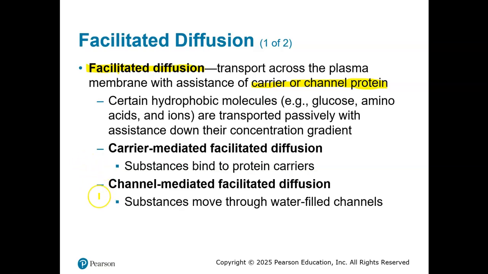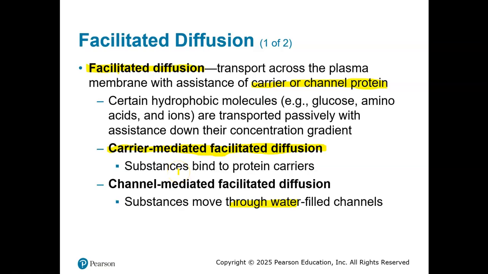If the substance moves through a channel protein, we call it channel-mediated facilitated diffusion. There are certain channels for water called aquaporins. So water can move through a channel protein by facilitated diffusion. A lot of substances move through a carrier, so we call it carrier-mediated facilitated diffusion. You don't have to learn that whole term. You can just call it facilitated diffusion because it's almost always a carrier protein instead of a channel protein.